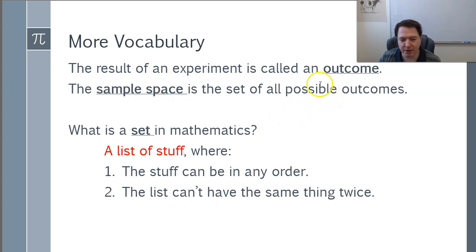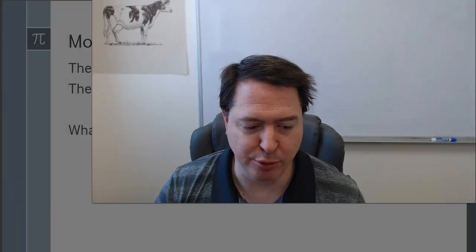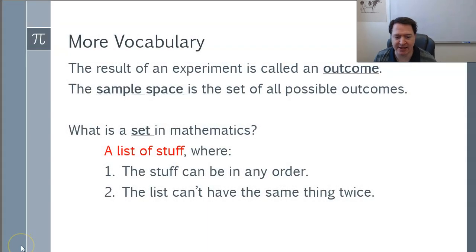All right, let's talk about outcome and sample space. So the outcome is the actual thing that happens. So flipping a coin would be an experiment, and then if I flip a coin and get heads, that heads is the outcome of that experiment. So the actual piece of data that I get is the outcome. And a sample space is the set of all possible outcomes.